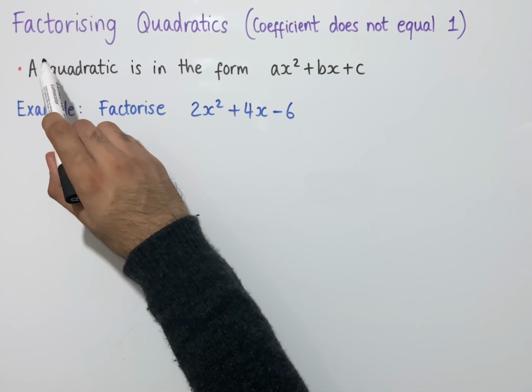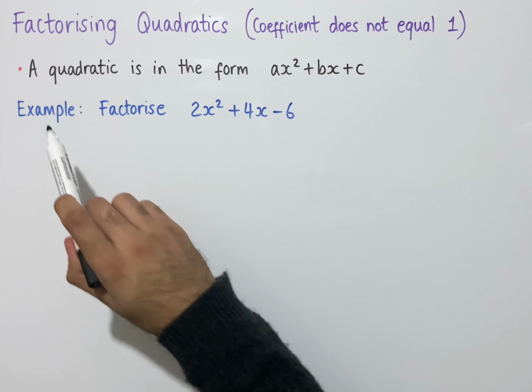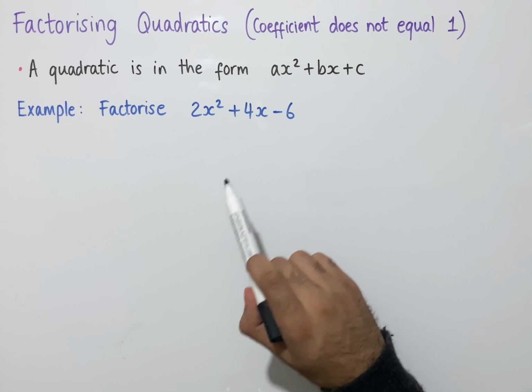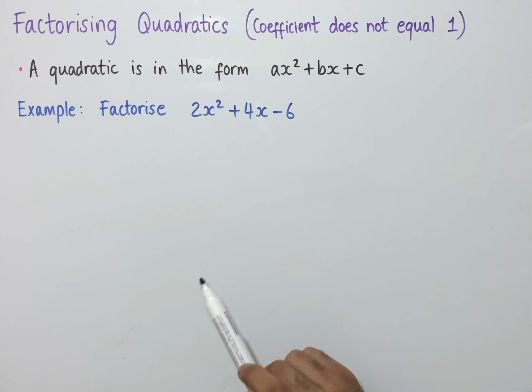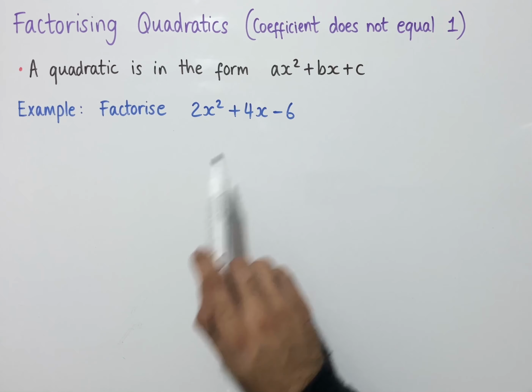Let's look at factorising quadratics where the coefficient of the squared term does not equal 1. A reminder that a quadratic is in the form ax squared plus bx plus c, where a, b and c are coefficients and x is a variable. The example says to factorise 2x squared plus 4x minus 6.